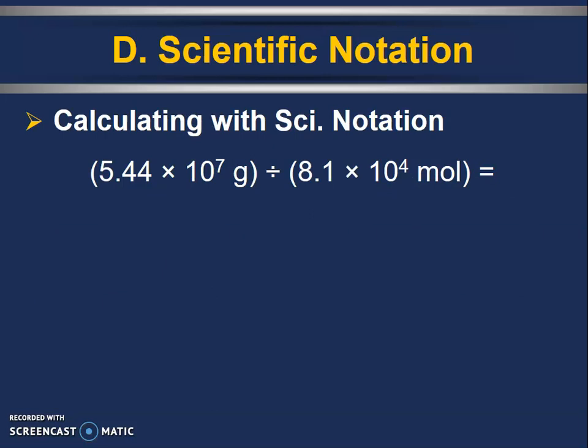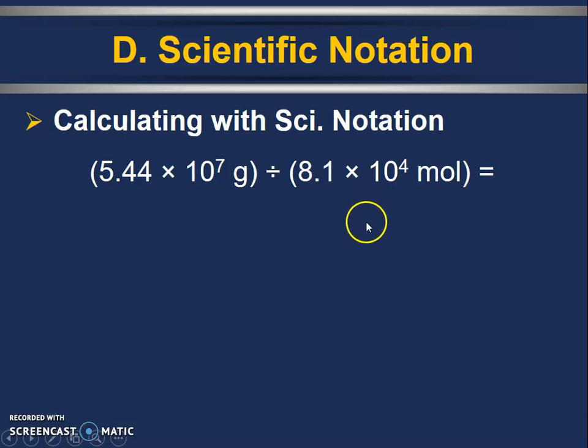All right. How do we calculate with scientific notation? How does that work? Okay, so notice we have 2 scientific notation numbers, 5.44 times 10 to the 7th, and we want to divide it by 8.1 times 10 to the 4th.